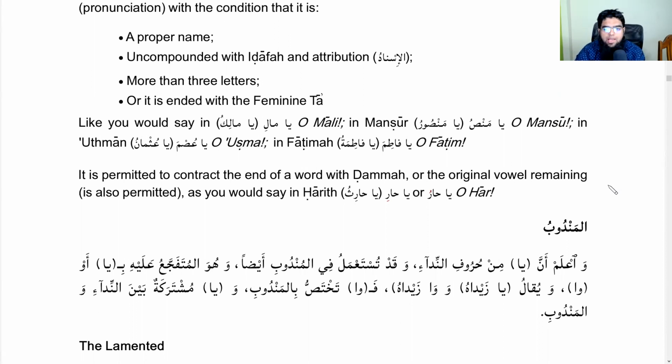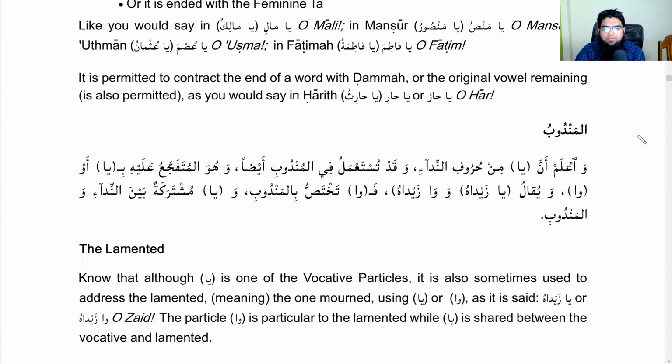Then you have Mandoob. Mandoob is when you're in pain or you are sad. واعلم أن يا من حروف النداء, ya is from the harf an-nida, وقد تستعمل في المندوب أيضا. It is used in mandoob also. Mandoob is the lamented, the one you're lamenting, وهو المتفجع عليه. It is used with ya or wa. So, Zaid died, وَيُقَالُ يَا زَيْدَ.